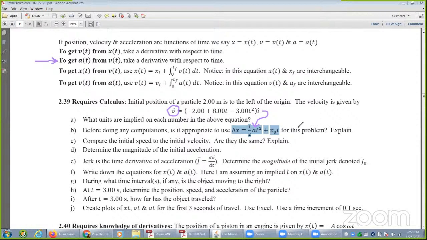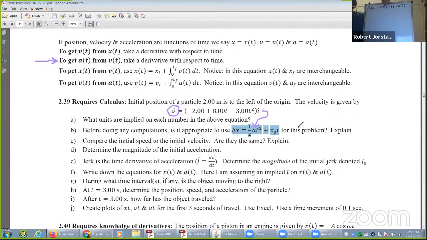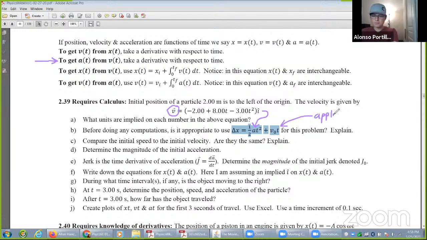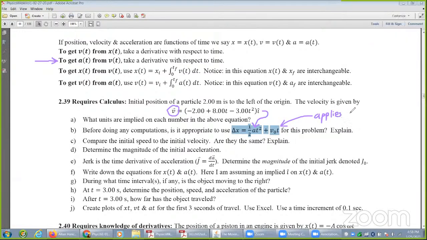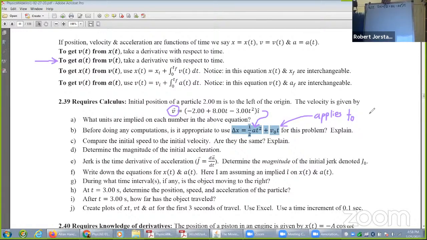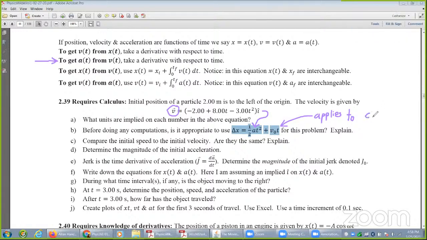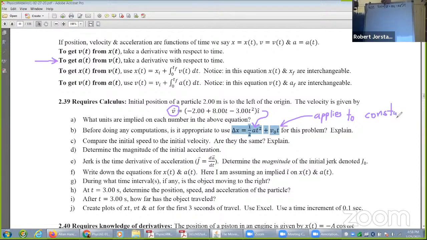No, it does not work. So why does it not work? This equation applies to what special situation? Do you know? Would it be for acceleration? What kind of acceleration? Oh, constant acceleration. Yeah, this applies to constant acceleration.